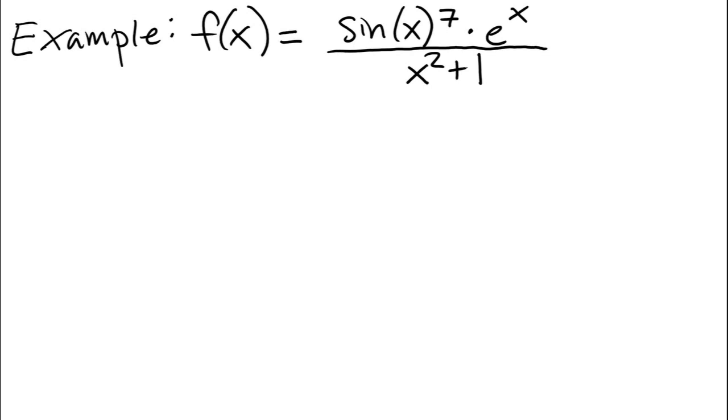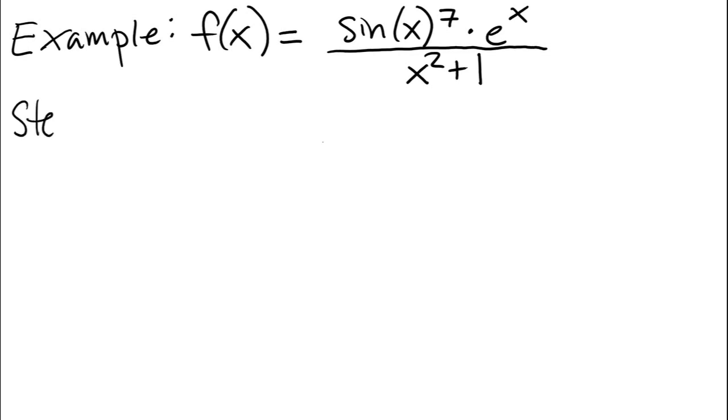But to use the product rule, you'd have to differentiate each factor. So you'd have to use the power rule and the chain rule on the left, and you'd have to know what the derivative of e to the x is on the right. So you can do this right now, no logarithmic differentiation, but it's really hard. So let's see what it's like to use logarithmic differentiation instead.